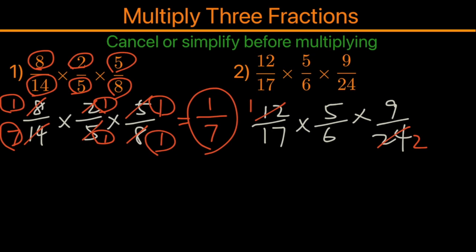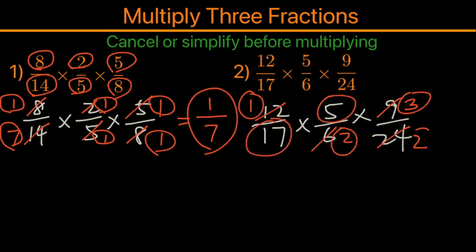And also see 9 and 6, both divisible by 3. 9 becomes 3, 6 becomes 2. And that looks like the only ones that are available. So we're going to take 1 times 5 times 3. Then we're going to take 17 times 2 times 2.